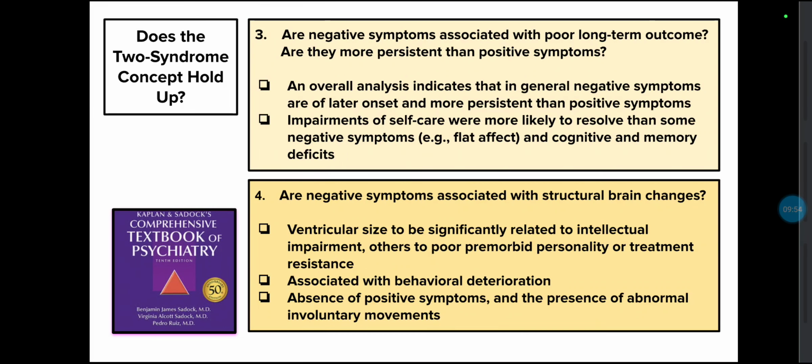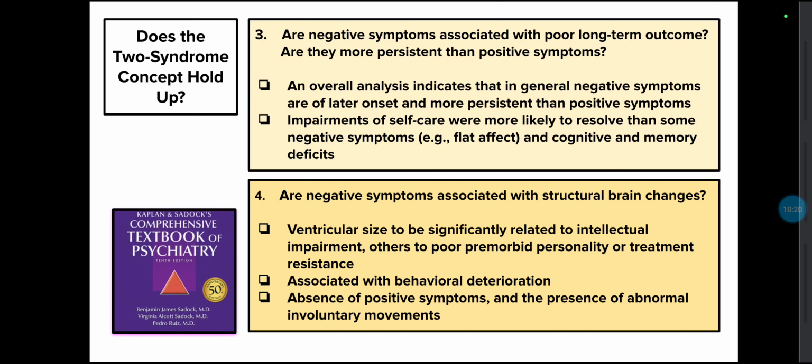Coming to the third question, that is, are negative symptoms associated with poor long-term outcome, or are they more persistent than positive symptoms? Overall analysis indicates that in general, negative symptoms are of later onset and more persistent than positive symptoms, and impairments of self care were more likely to resolve than some negative symptoms, and cognitive and memory deficits will be there. Are negative symptoms associated with structural brain changes?